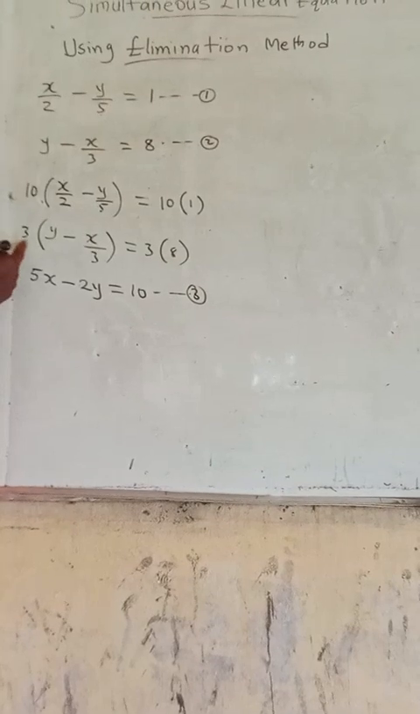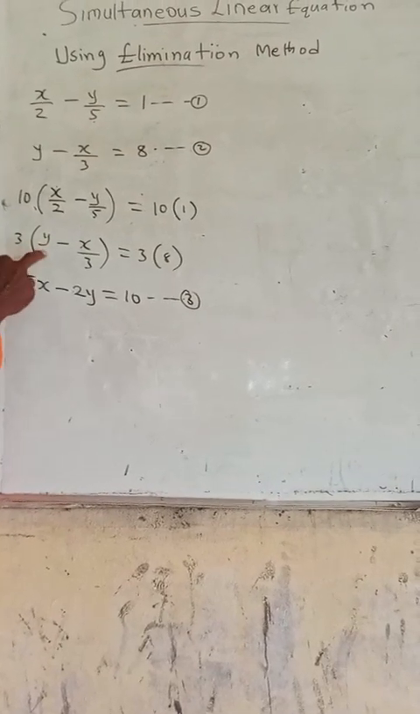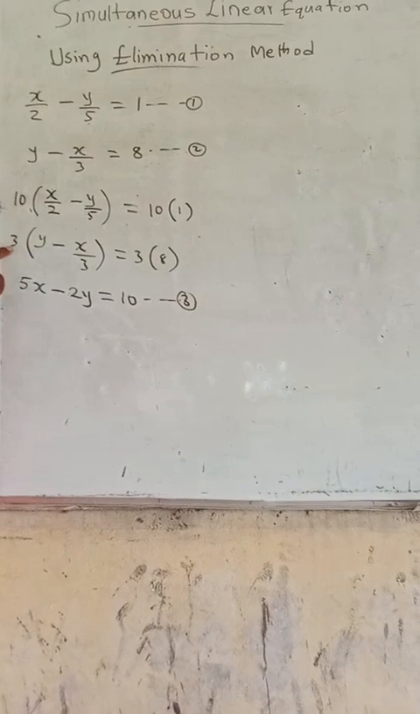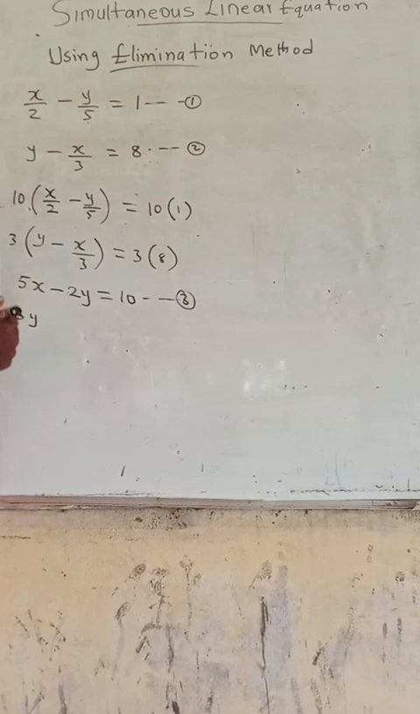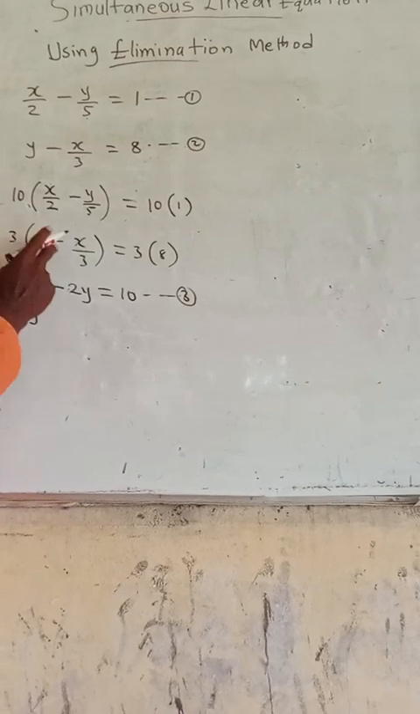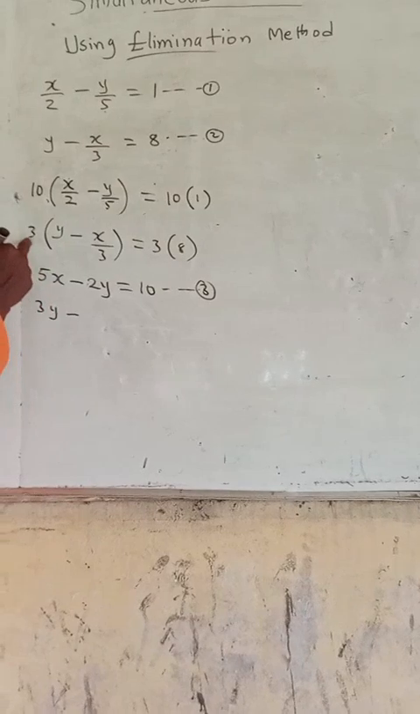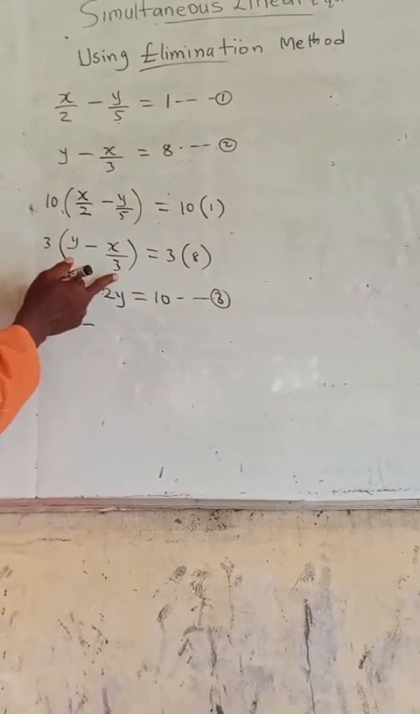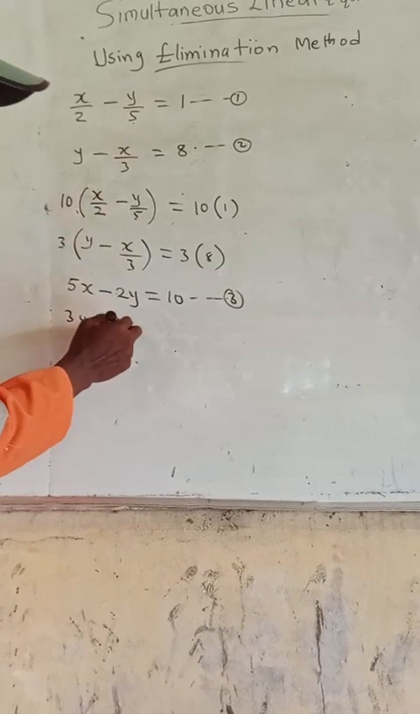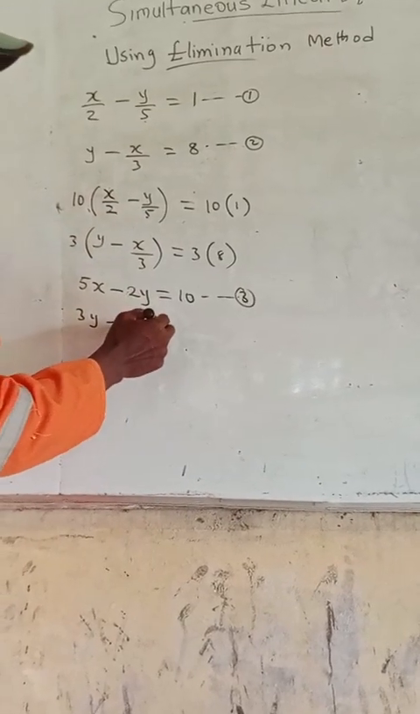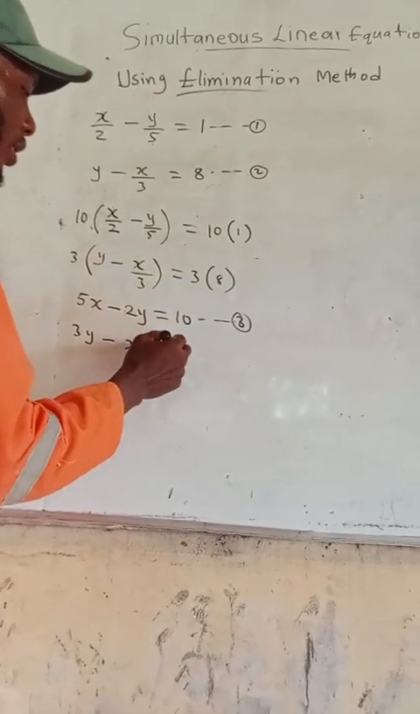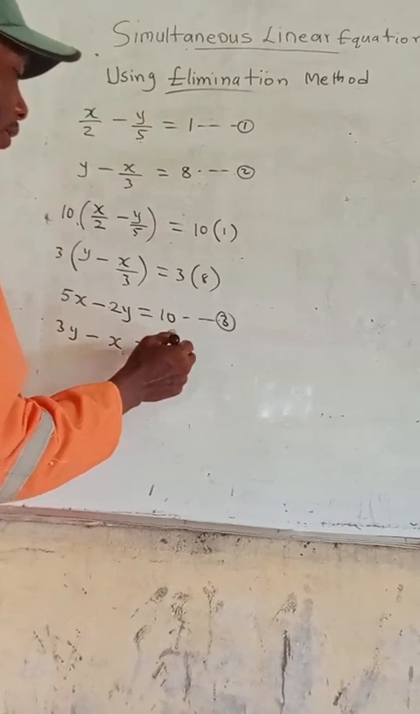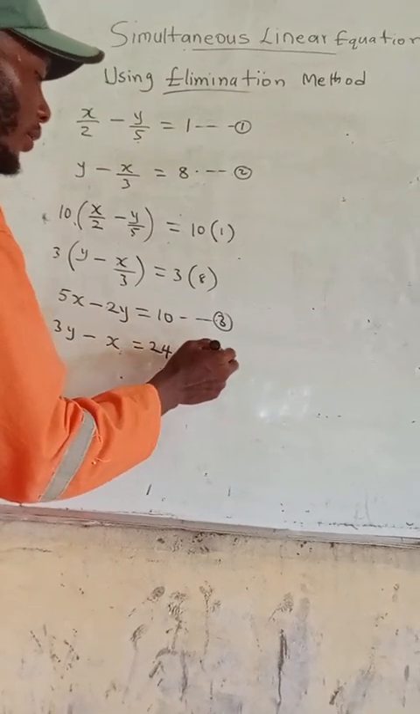For this one, we do not have any denominator. So we say 3 times y is 3y. Then plus times minus is minus, and 3 divided by 3 is 1, and 1 times x is x. Which is equal to 3 times 8, which is 24. This will be our equation 4.